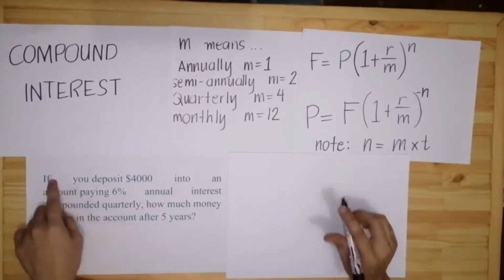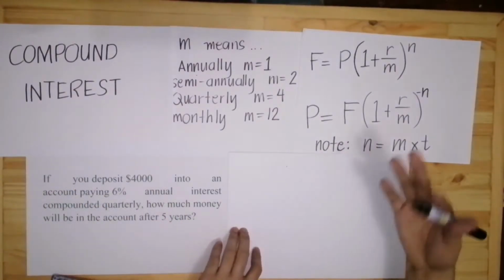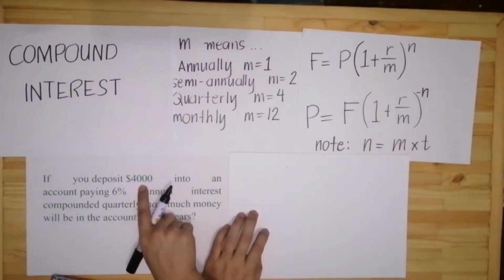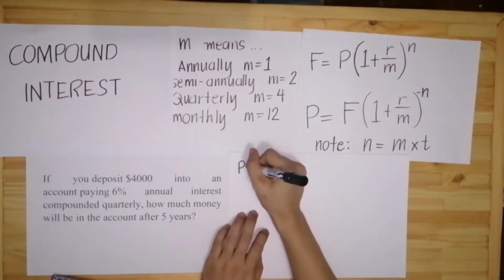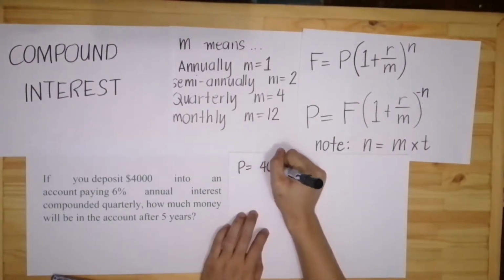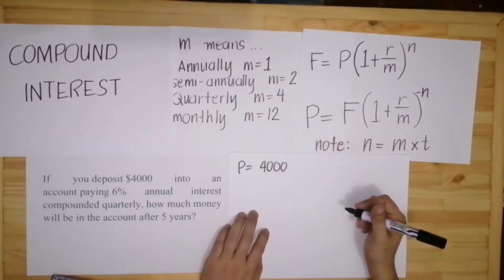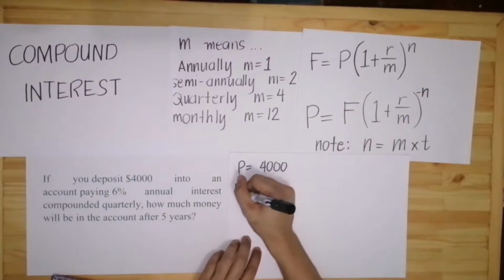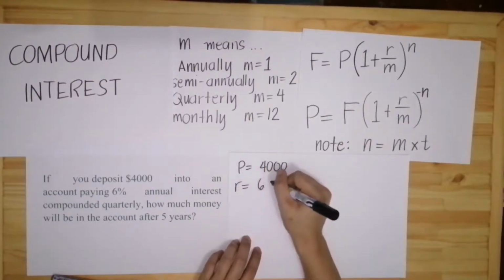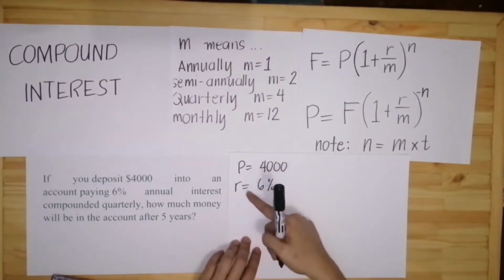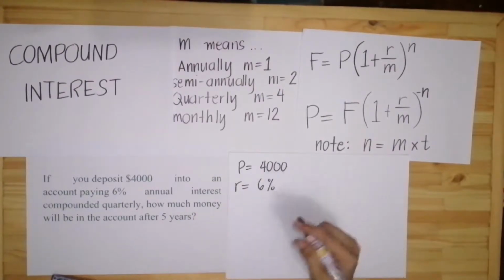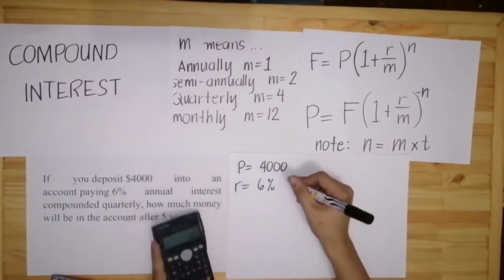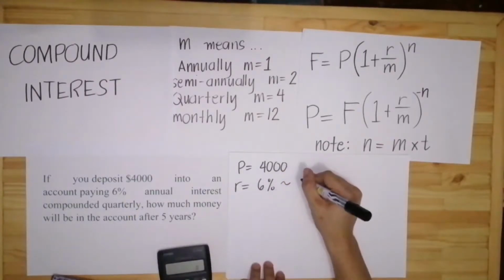Sabi dito, if you deposit, nag-deposit ka ng 4,000, yung amount deposited or amount borrowed, ito yun, yung P. So P is equal to $4,000 into an account paying 6%. So pag may percentage, that is the rate. So rate is equal to 6%. This percent must be converted into decimal, like in the discussion of our simple interest. So 6 divided by 100 lang yan. That is equal to 0.06.